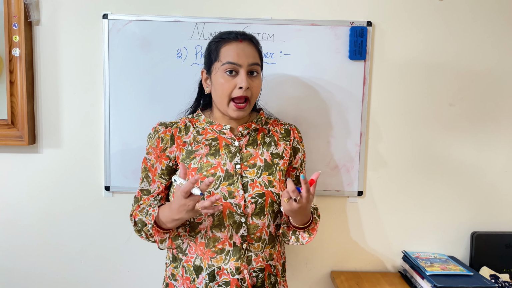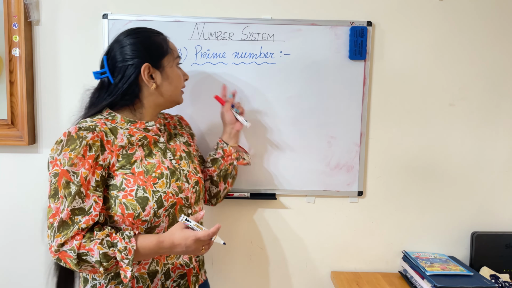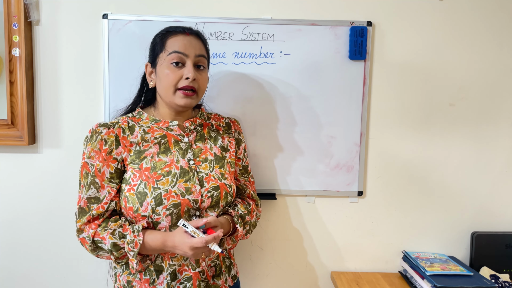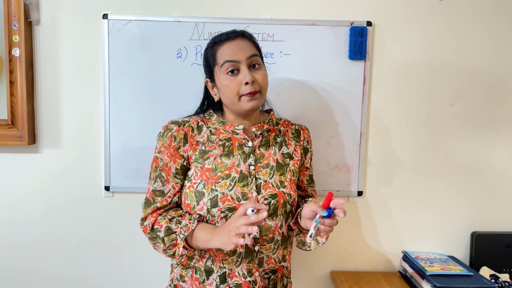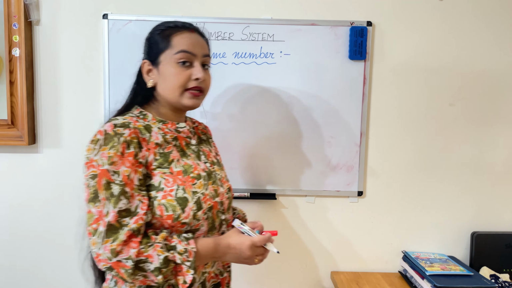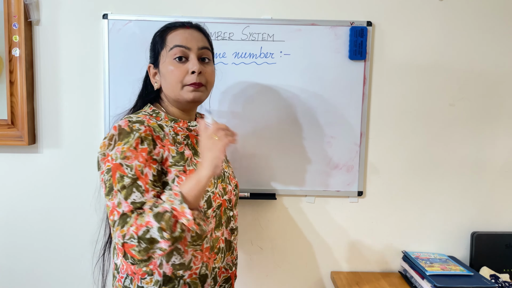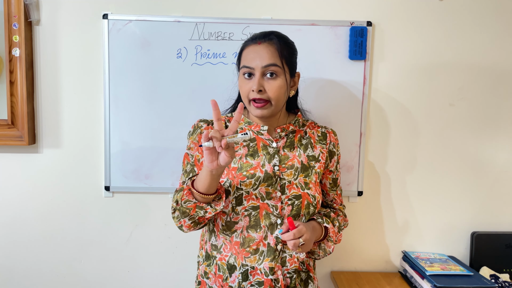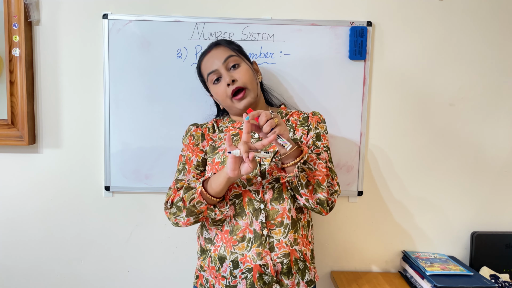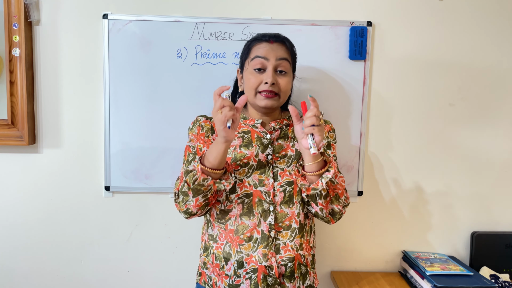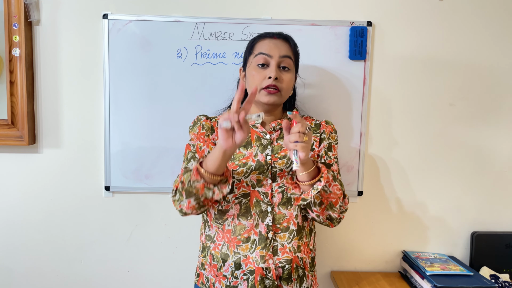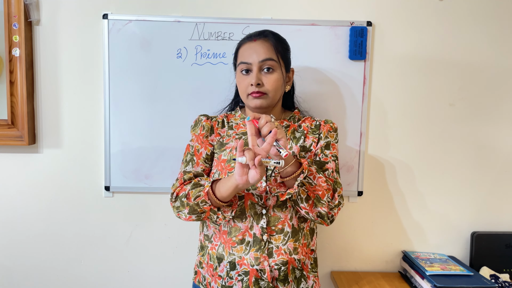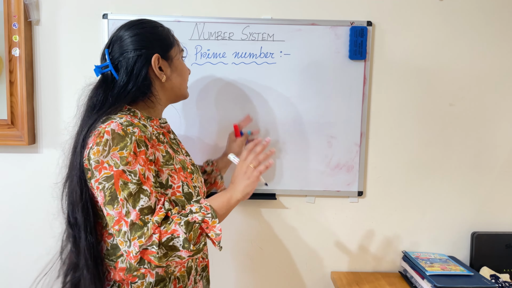It is a common mistake among students that sometimes they cannot differentiate between odd numbers and prime numbers. But there is a huge difference between them. So let's see. What is a prime number? A prime number is a number that has only two factors. What are those two factors? The number itself and 1. Means the number can only be divided by the number itself and by 1. So that number is considered a prime number.